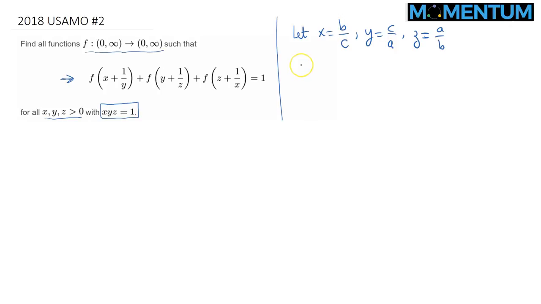It just turns out that you can do that, since x times y times z, which is equal to b over c times c over a times a over b, is simply equal to, a's cancel, c's cancel, b's cancel, so we have a 1, which is the case. So this substitution basically handles this equality condition, so we're free of this equality condition at this moment.